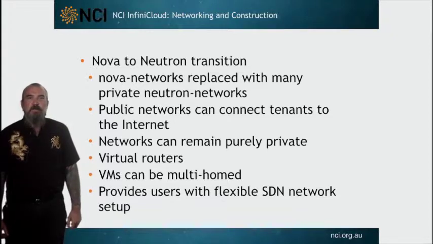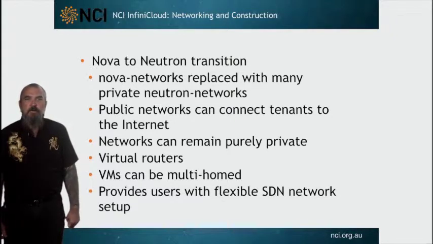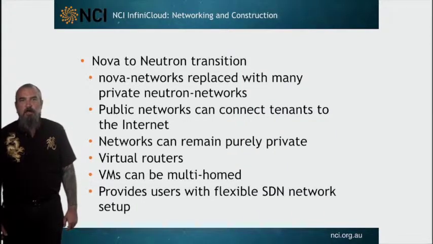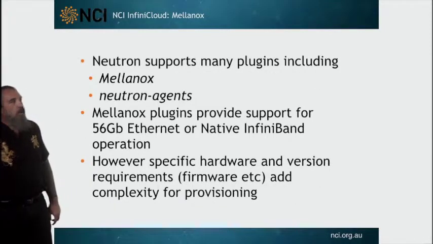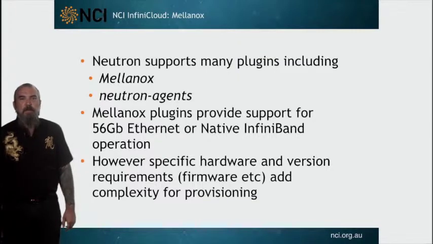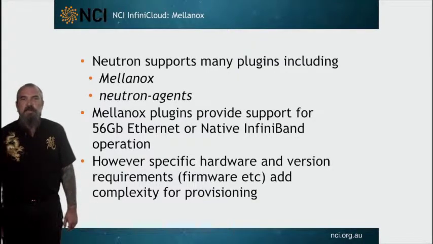We achieved this during the Nova to Neutron transition. Nova networks were replaced by many private Neutron networks, allowing public networks to connect tenants to the internet. Most significantly, this provides us with a flexible SDN network setup which we can use to engineer InfiniCloud. Neutron supports many plugins, including the Mellanox plugins and Neutron agents. The Mellanox plugins provide support for both 56 gig Ethernet and native InfiniBand operation.